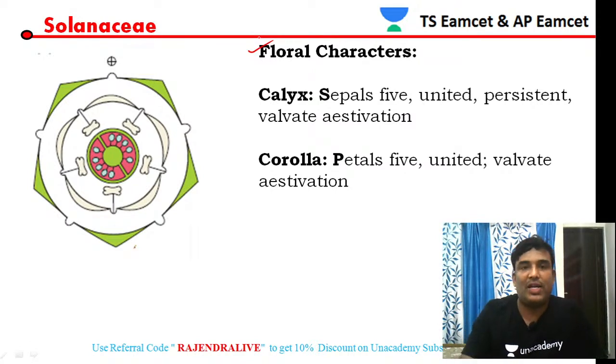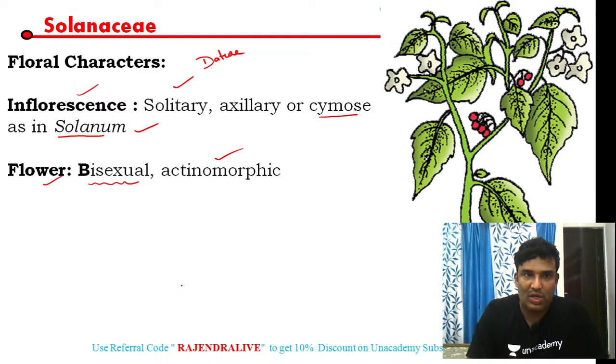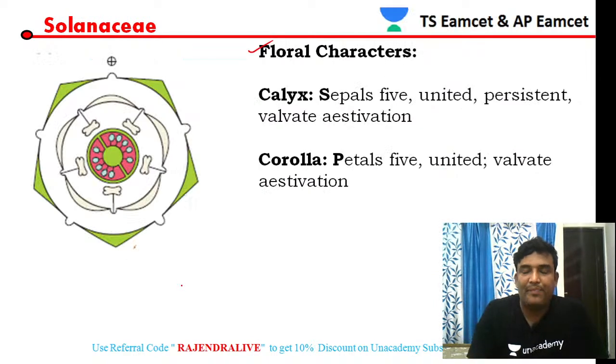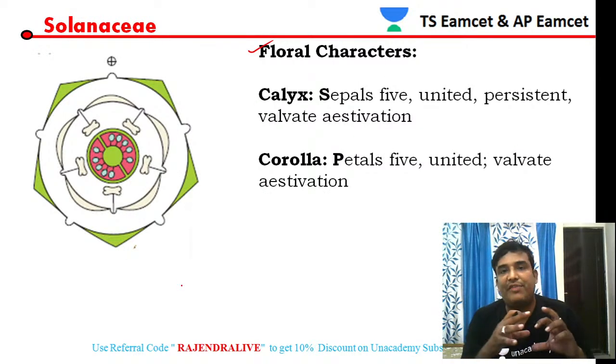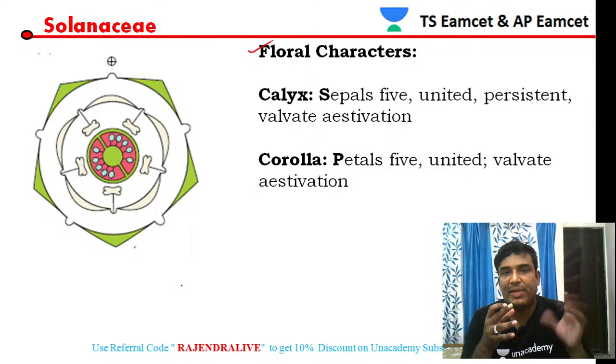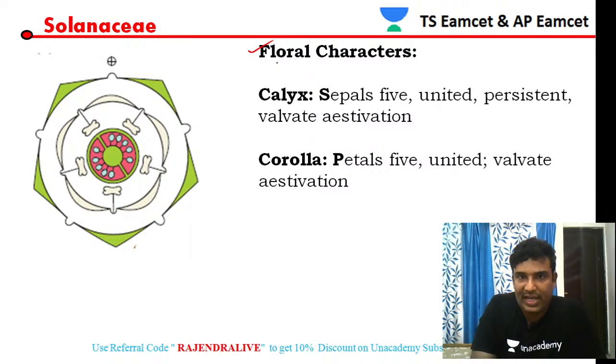If you see the floral characteristics, we know that a flower has four whorls. We already discussed the calyx and corolla. So calyx, corolla, and these are the additional organs, and the reproductive organs are androecium and gynoecium. Let us see the floral characteristics in terms of calyx. You can see the calyx in this particular diagram.